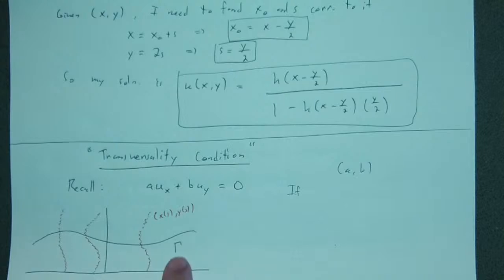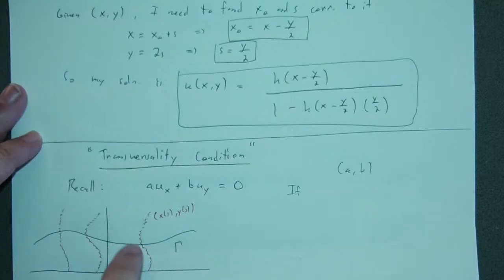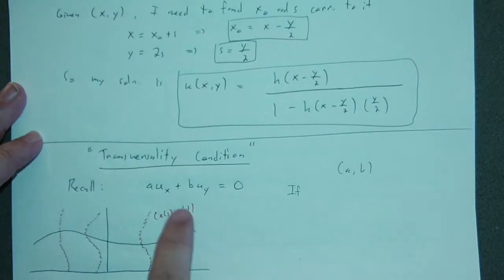But then I need this data curve to intersect all of these characteristics once, but also to do so in a way that wasn't degenerate. What do I mean by that? I don't want gamma to be tangent to any of these characteristic curves. The easiest case of seeing this, and I talked about this when we first talked about the method of characteristics, is this issue with the data curve.